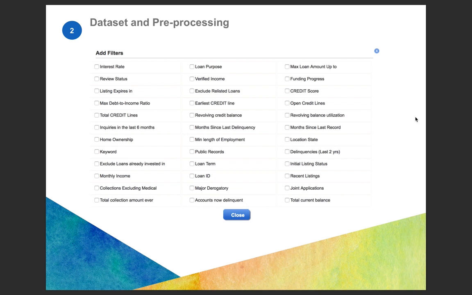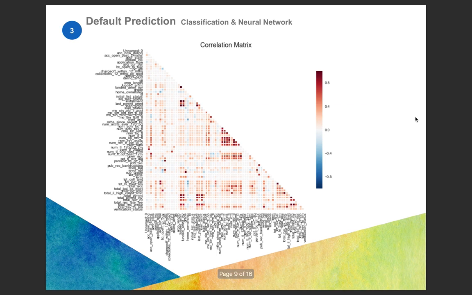After the data selection and cleaning, we can add filters to select data. Also, we draw the correlation matrix of the variables. We found which variables have high coefficients.